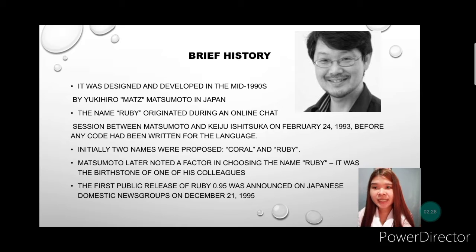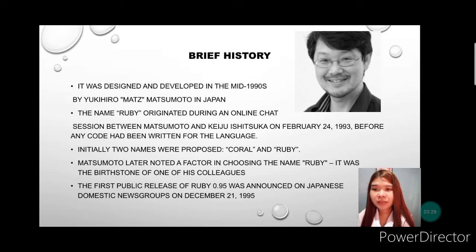It was designed and developed in the mid-1990s by Yukihiro Matsumoto in Japan. The name Ruby originated during an online chat session between Matsumoto and Keiju Ishitsuka on February 24, 1994, before any code had been written for the language. Matsumoto later noted a factor in choosing the name Ruby. He chose Ruby because it was the birthstone of one of his colleagues.